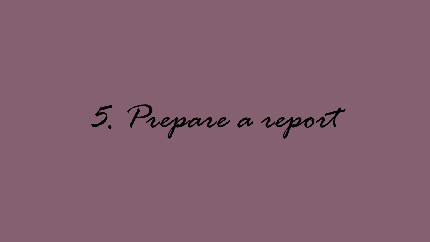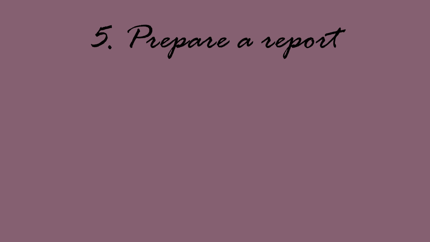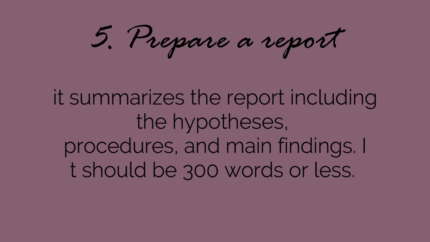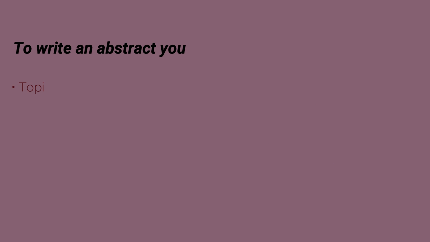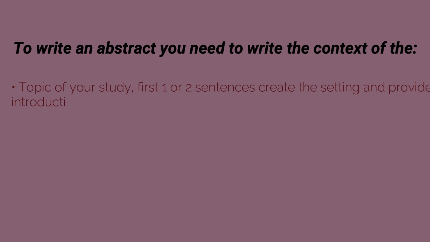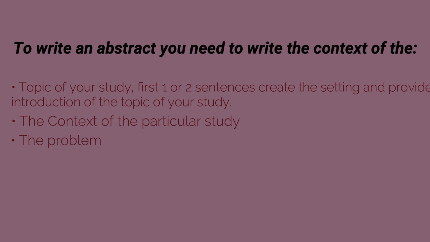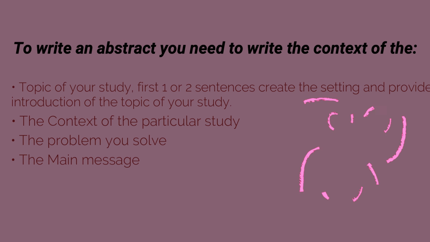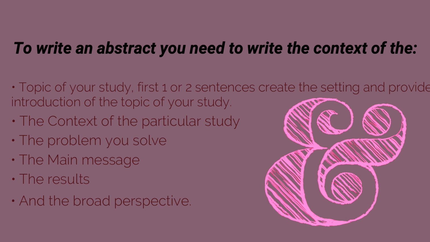research report or abstract. In this part, it summarizes the report including the hypothesis, procedures, and main findings. It should be 300 words or less. To write an abstract, you need to write the context of the topic of your study. First, 1 or 2 sentences create the setting and provide an introduction of the topic of your study, the context of the particular study, the problem you solve, the main message, the results, and the broad perspective.